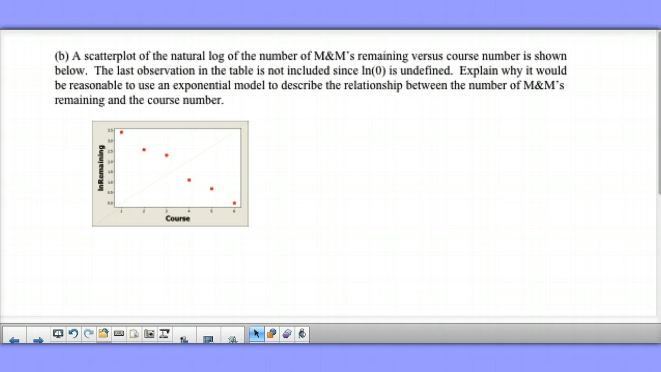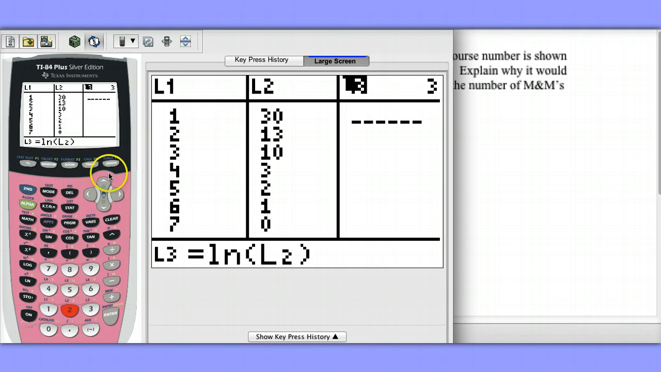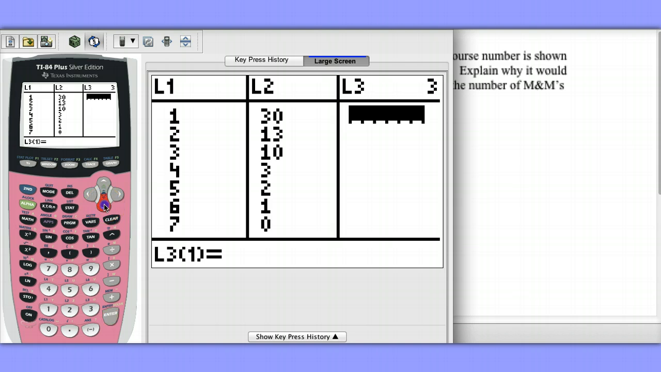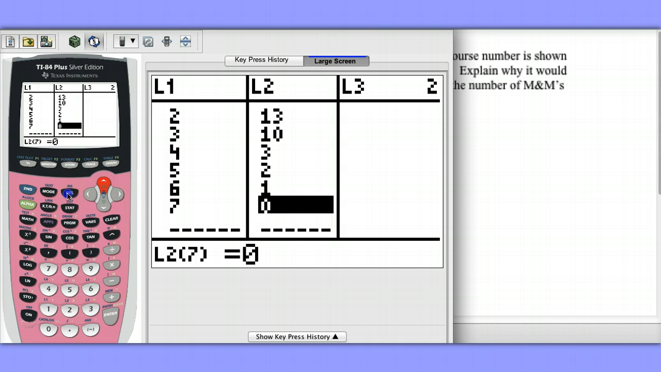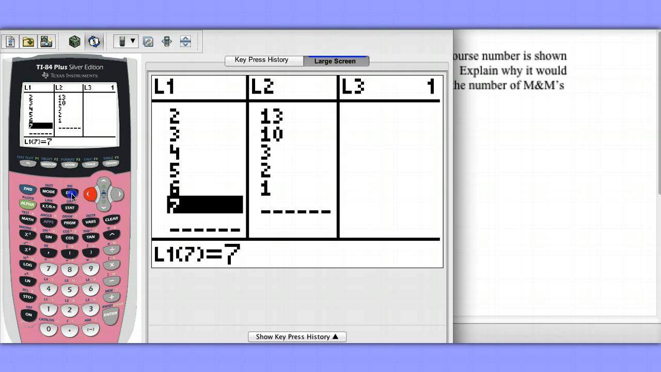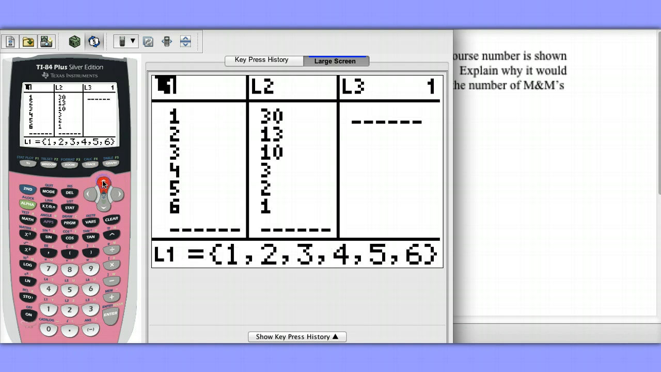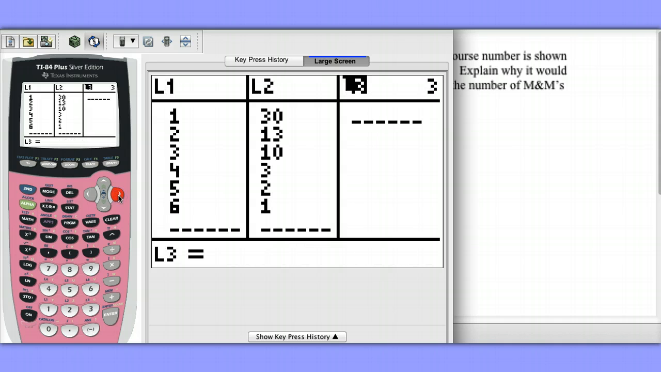So let's try that. So I actually need to go and delete that value in list 2 first. And I'll go over here and delete this value as well. Now let's actually go to the very top again for list 3 and call list 3 the natural log of list 2. And you could use log base 10 if you wanted as well. Oops, list 2.